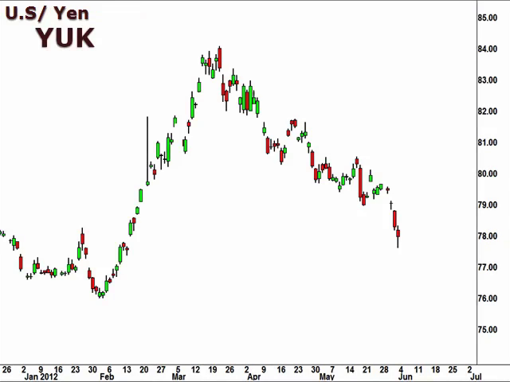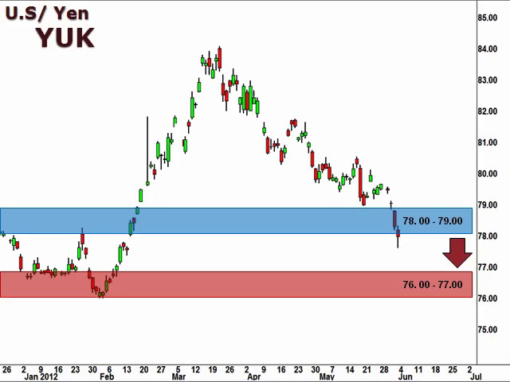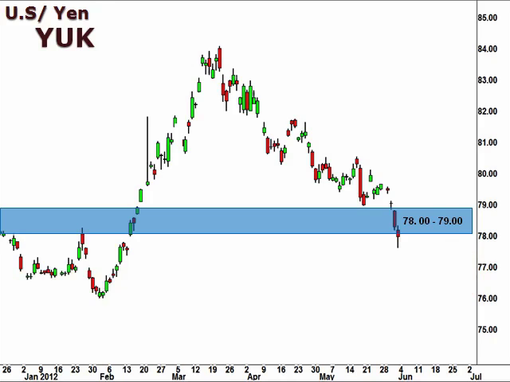Next up, the YUK, the US versus the Japanese yen. Well, the YUK continues to respect the downtrend with a break below 78. 78.79 now assumes the role of resistance. A break above 79 signals a break of the trend line and a potential move higher. Should the trend continue lower, 76.77 becomes the next downside support.